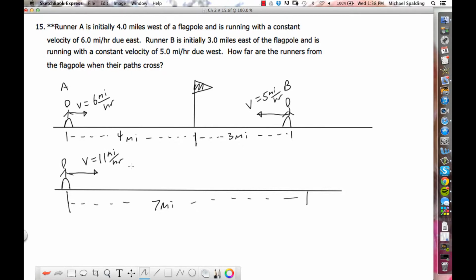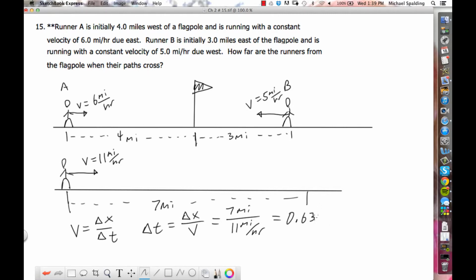Does that make sense? Okay, how long would it take this guy to travel 7 miles going at 11 miles per hour? Well, velocity, this seems to be our equation for the day. Velocity equals delta x over delta t. So what's delta t equal to? Delta x over v. The delta x is 7 miles. The velocity is 11 miles per hour. And so this comes out to be 0.6363 hours. So that gives us the time to when the 2 people meet. Do you guys follow that?